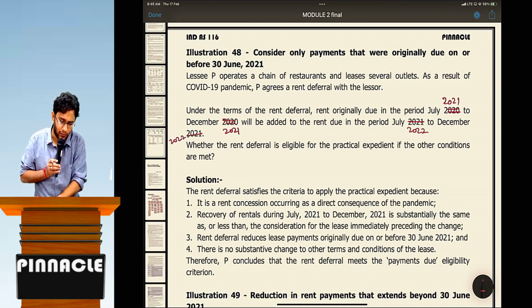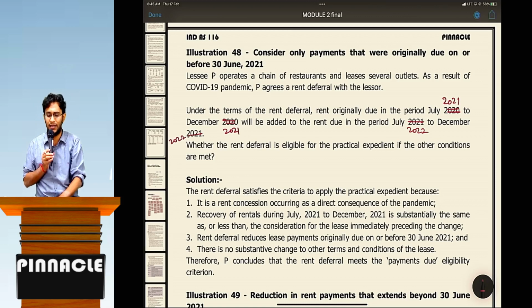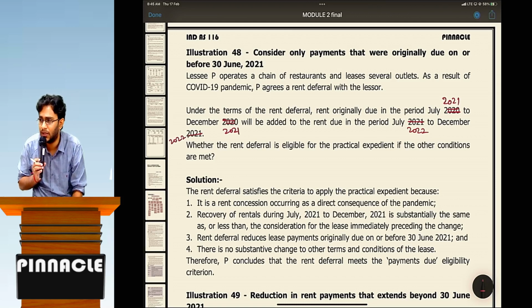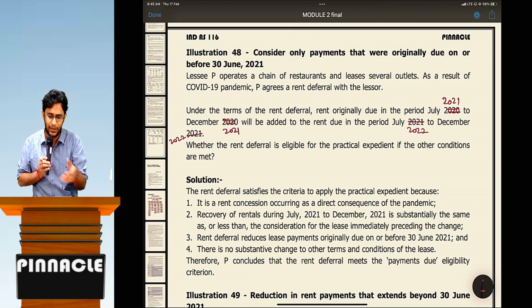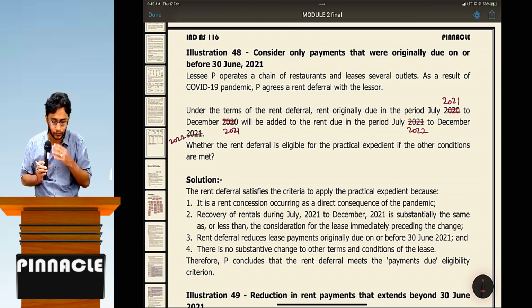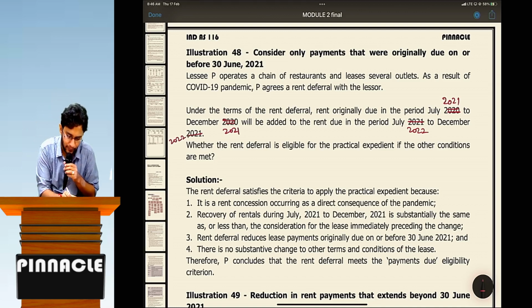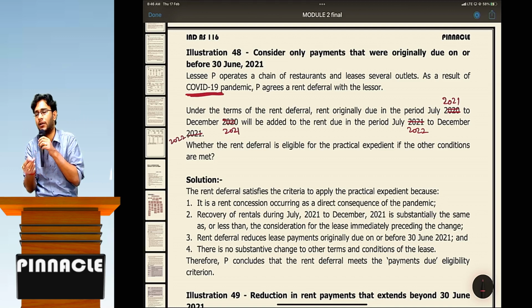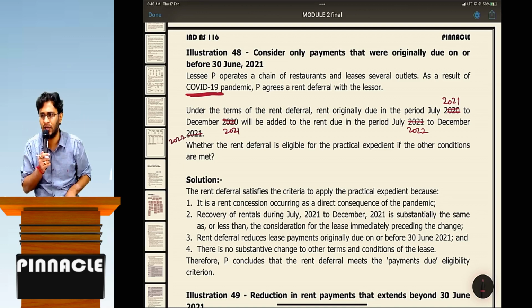He is asking whether this rent deferral is eligible for the practical expedient if other conditions are met. See, sir, based on this information, you can check only 2 points out of the 4 points. 1 point is because of COVID-19 pandemic only this particular negotiation is happening. That point got satisfied. What is the second point?